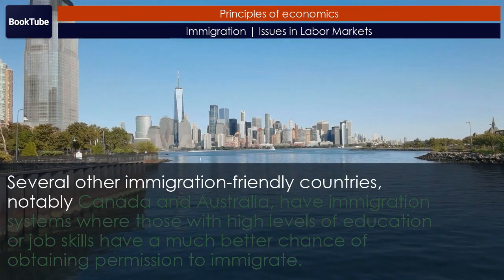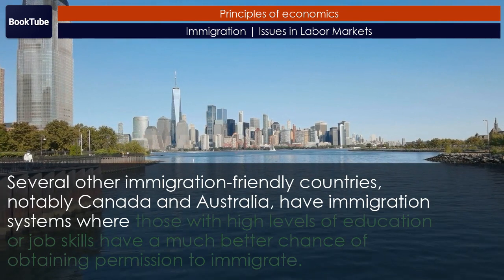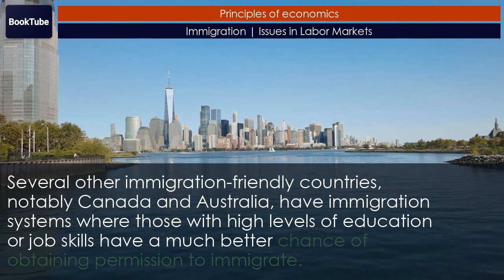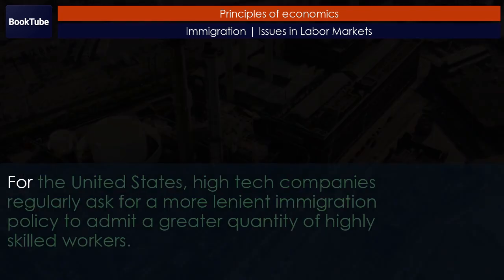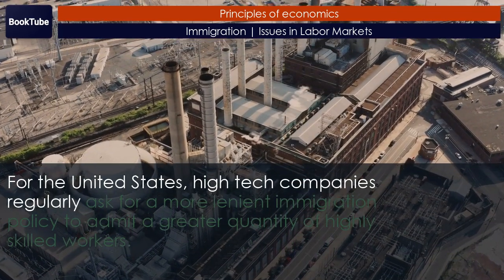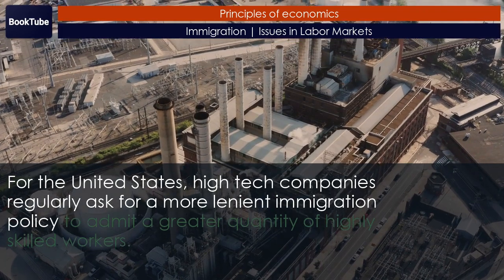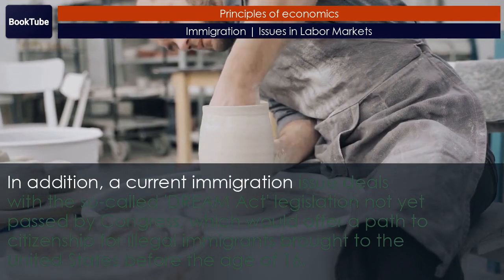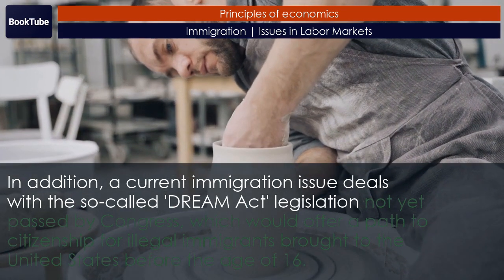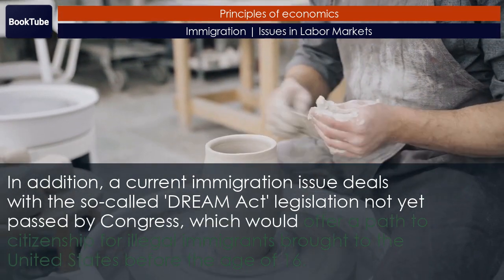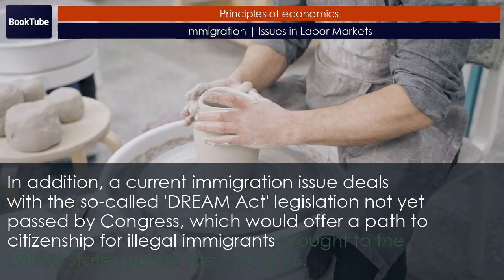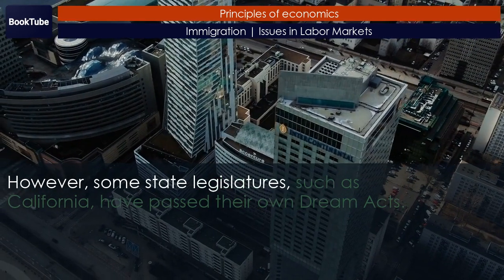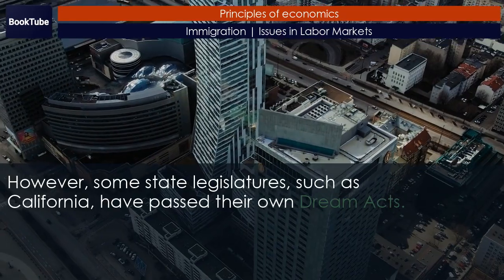Several other immigration-friendly countries, notably Canada and Australia, have immigration systems where those with high levels of education or job skills have a much better chance of obtaining permission to immigrate. For the United States, high-tech companies regularly ask for a more lenient immigration policy to admit a greater quantity of highly skilled workers. In addition, a current immigration issue deals with the so-called DREAM Act legislation not yet passed by Congress, which would offer a path to citizenship for illegal immigrants brought to the United States before the age of 16. However, some state legislatures, such as California, have passed their own DREAM Acts.